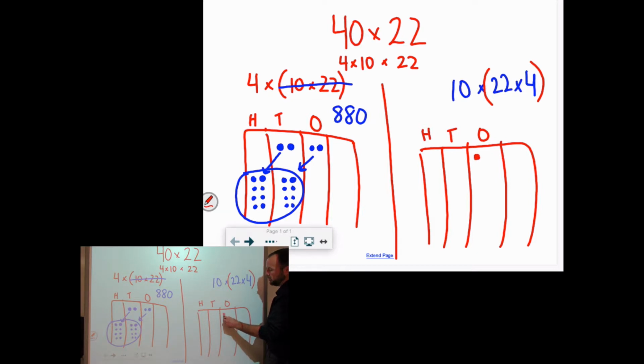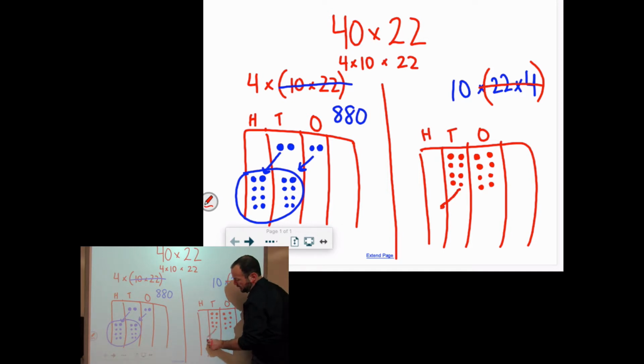So let me represent my 22 as 2 ones and 2 tens, and this time, instead of multiplying it by 10 first, I'm going to multiply it by 4 first. So there's 1, 2, 3, 4. 1, 2, 3, 4. And then I'm going to multiply it by 10. I did my 22 four times. Now we're going to multiply it by 10, so they're all going to move one spot over, which again would give me 880.